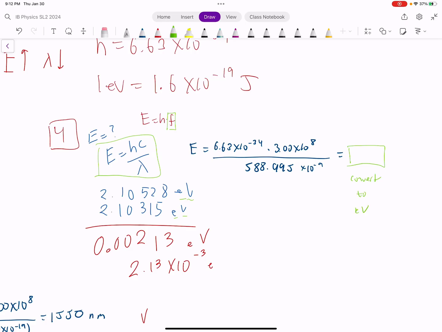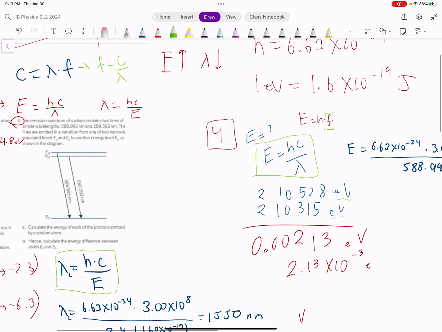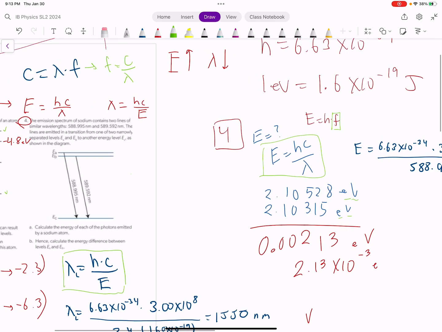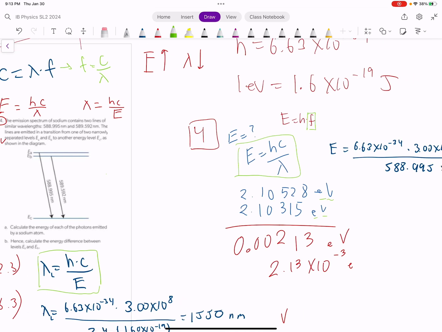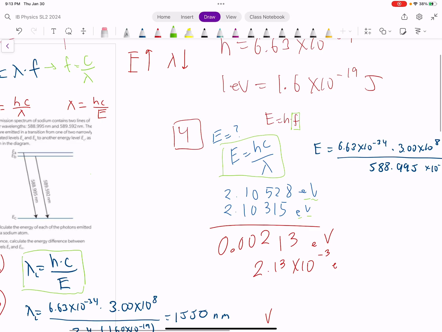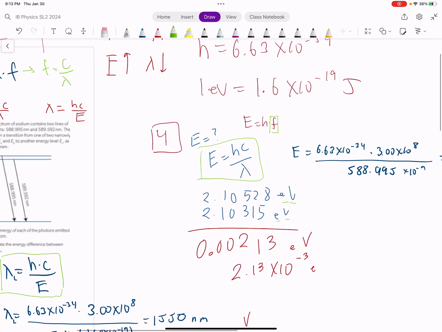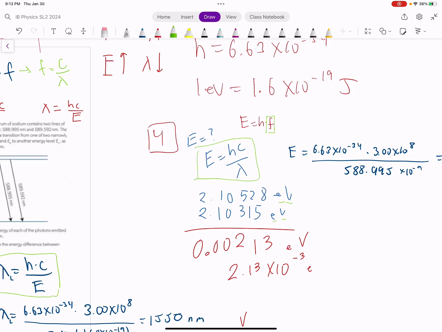Electron volts. Okay, it ends up that we get two energy emissions that are very close in electron volts. We got 2.10528 and we got 2.10315. So then the question asks what's the difference, and then we can do the difference. Okay, so it's a lot of zeros here: 0.00213, which ends up being 2.13 times 10 to the negative 3. So there's a conversion here. So, should you put your answer in scientific notation?